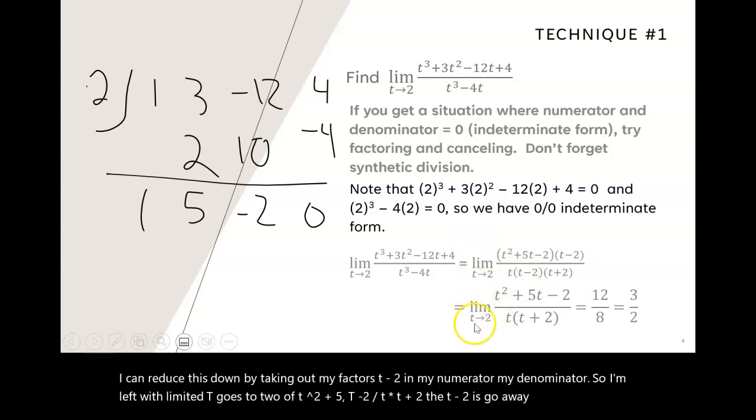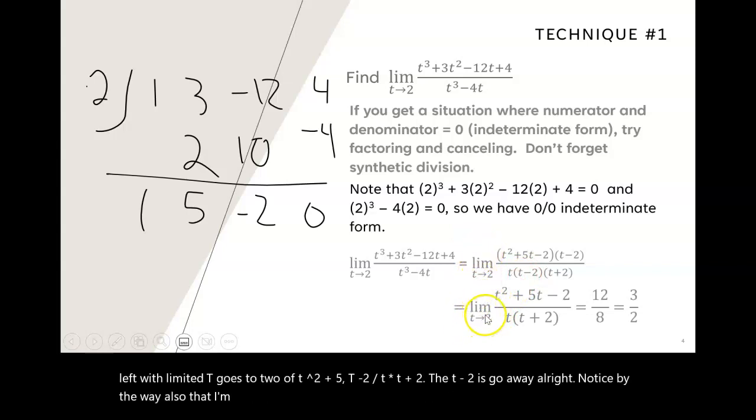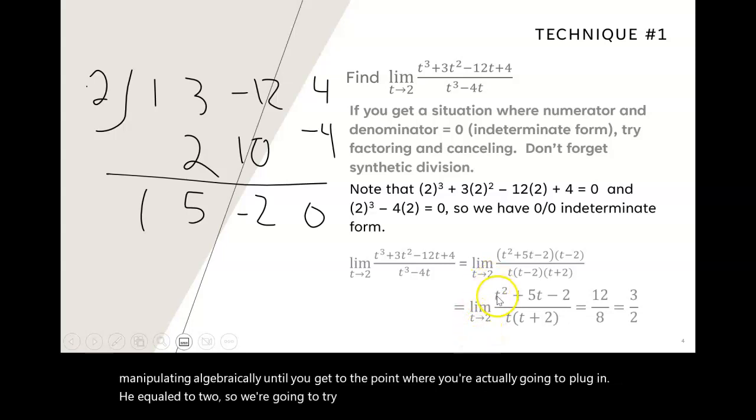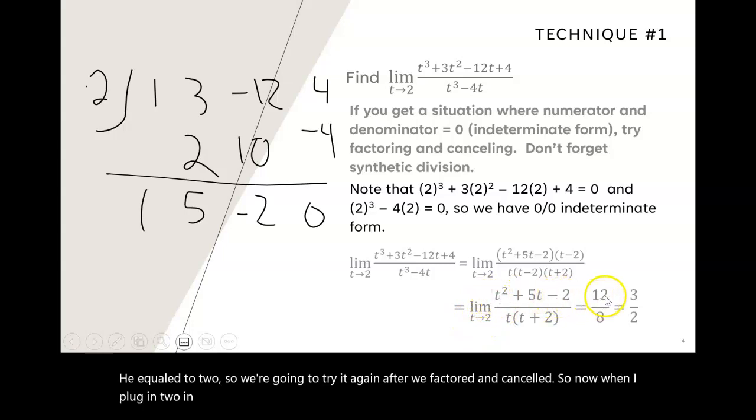Notice, by the way, that I'm leaving my limit signs. You leave your limit signs if you're just manipulating algebraically until you get to the point where you're actually going to plug in t equal to 2. So we're going to try it again after we factored and canceled. Now when I plug 2 into my numerator, I get 12, and 2 into my denominator, I get 8. And so I get my overall limit value to be 3 over 2.